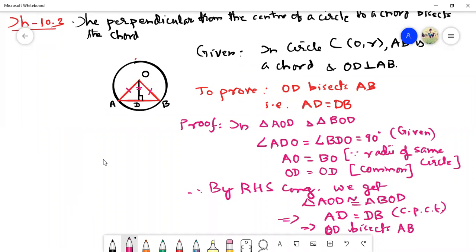So they can make it as a question. They will write prove that. Instead of giving the same, they will write prove that the perpendicular from the center to a chord bisects the chord.